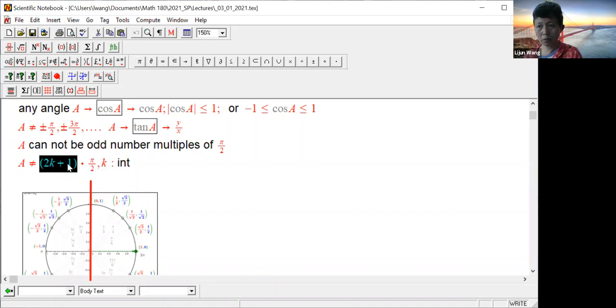Why is this odd number? Because if you plug in any integer, you're gonna get an odd number. So this form will allow us to run over all the possible odd number multiples of pi over 2. So they will be ruled out. Okay, so let's rewrite this process.